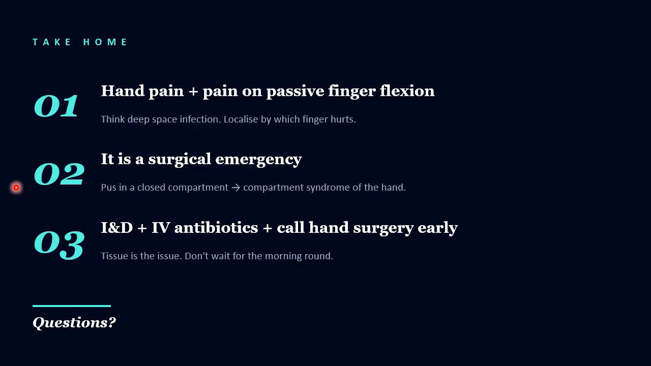Pus in a closed compartment can lead to compartment syndrome of the hand. And the third and most important take-home point is incision and drainage is the definitive management along with intravenous antibiotics, but you have to call hand surgery or your senior or the consultant on call as early as you can. Do not wait to present this patient in the morning thinking that it is a routine superficial infection, because it can lead to disastrous consequences.